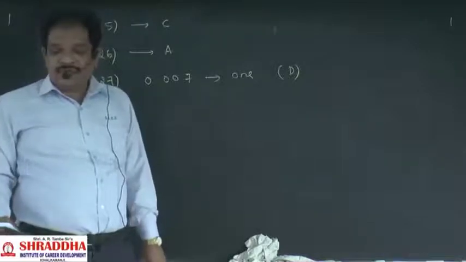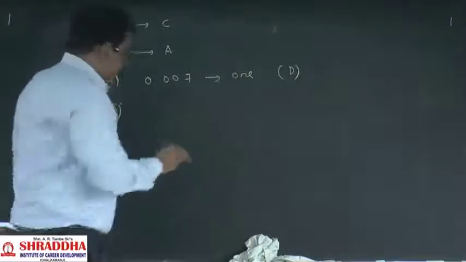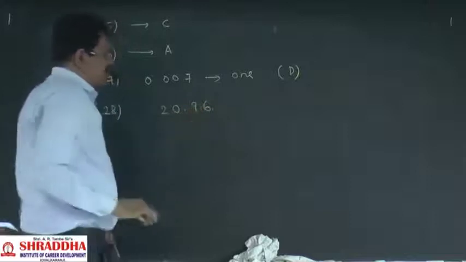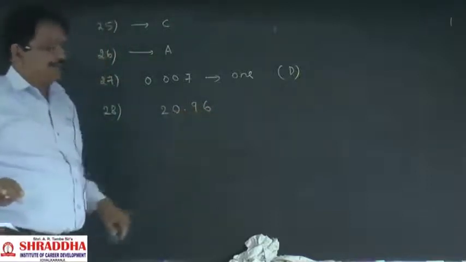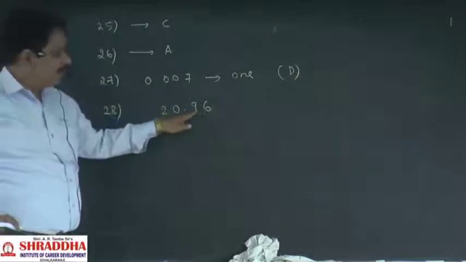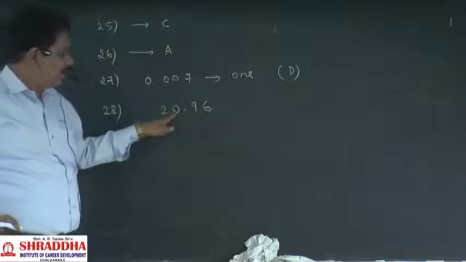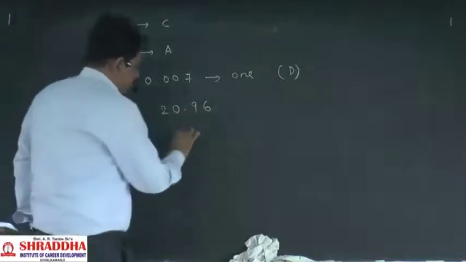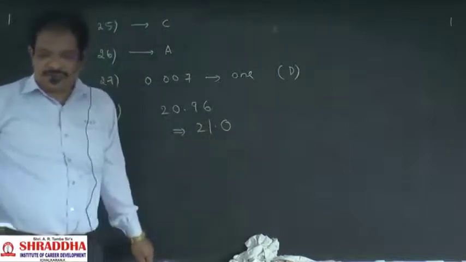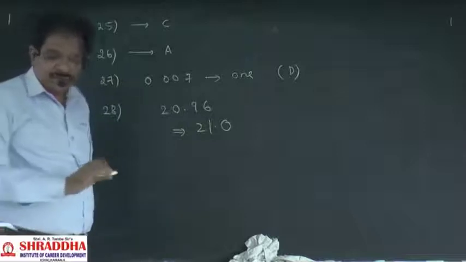Next, 28. Round off 20.96 to three significant figures. Remove this 6. 9 will become 10. So 0 here it will come, 1 here it will come. So it will become 21.0. Clear? So answer will be C.